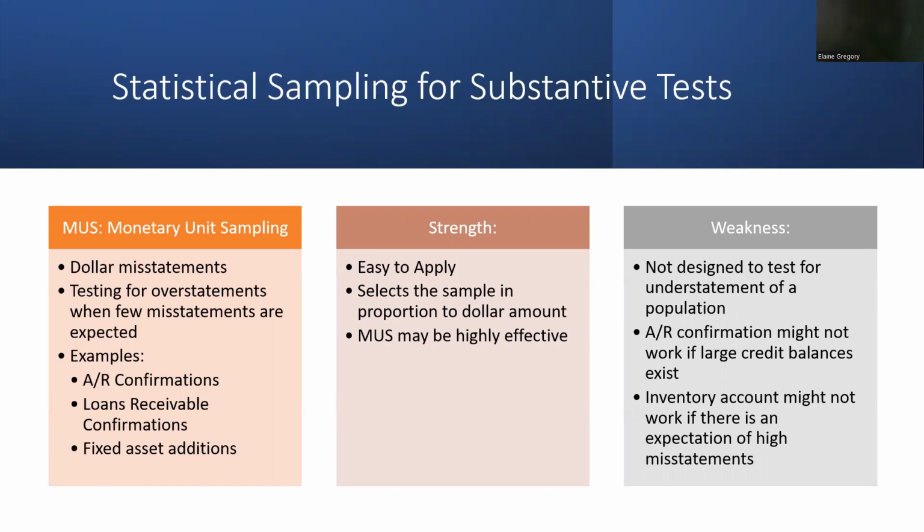So usually when we're going for a confirmation, it means somebody owes us money, not we owe somebody money for a large credit balance on an account. And in the example in the text of inventory, if you think that there's going to be an expectation of high misstatements, this is not the sampling method for you.